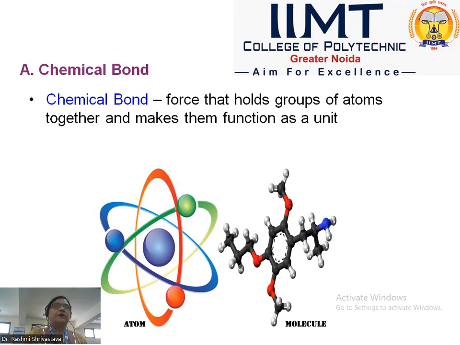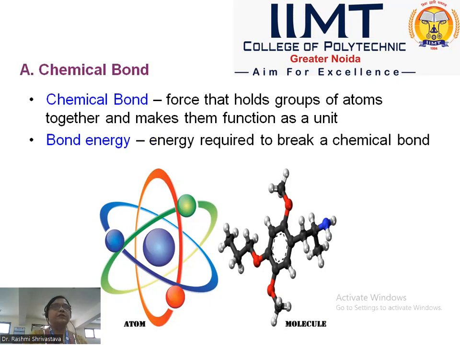Chemical bond. How will you define a chemical bond? A chemical bond means the force that holds groups of atoms together and makes them function as a unit. Between the atoms, molecules, or ions, the link is of the nature of electrostatic force of attraction, which binds a group of atoms, molecules, and ions to attain the stable electronic configuration of noble gases.